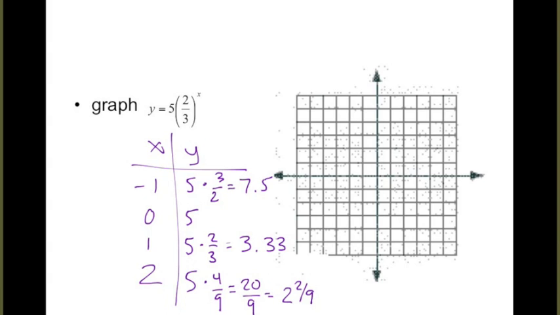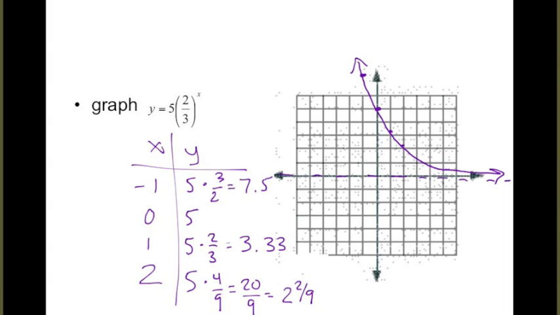And plot these out. -1, 7.5. 0, 5. 1, 3 1/3. 2, 2 2/9. And we can see that the graph then is starting high and taking its turn to flatten out. They're still going to have arrows on both ends. They still have a horizontal asymptote.